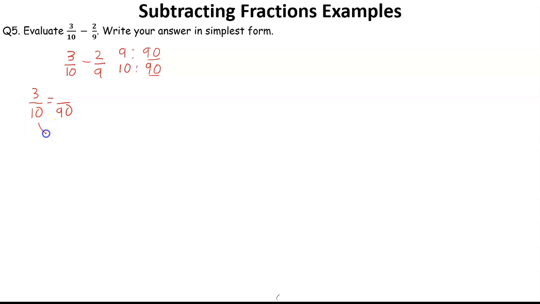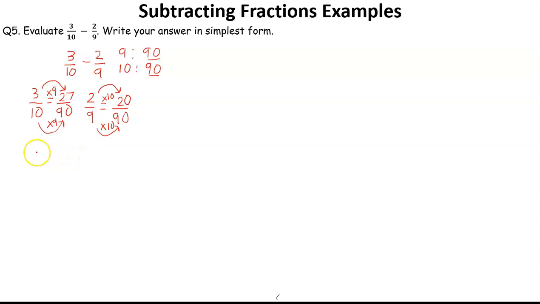So I need to now change this fraction, 3/10, and find an equivalent so that the denominator is 90. So what do I multiply my 10 by to make it a 90? Well, I need to multiply it by 9. And that means if I multiplied my denominator by 9, I need to multiply my numerator by 9. So 3 9s are 27. And I need to convert 2 9ths. Again, I know that my denominator has to be 90. What am I multiplying 9 by to make it into a 90? Well, 10. Which means that I need to multiply my numerator by 10. So that gives me 20.